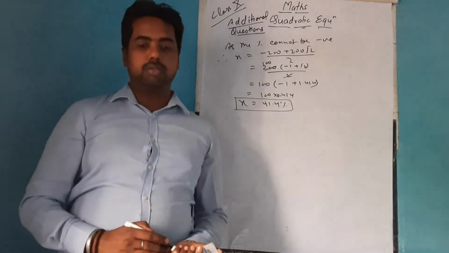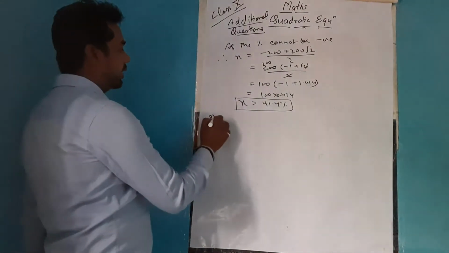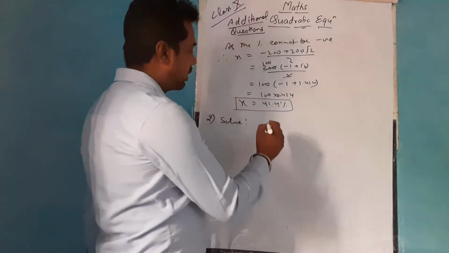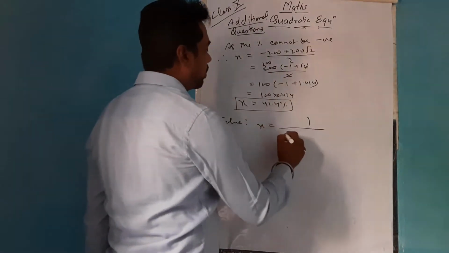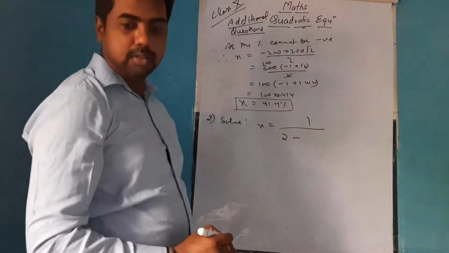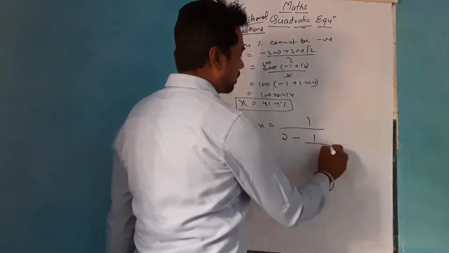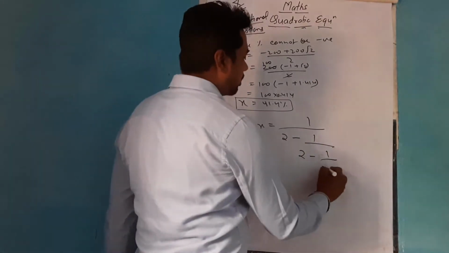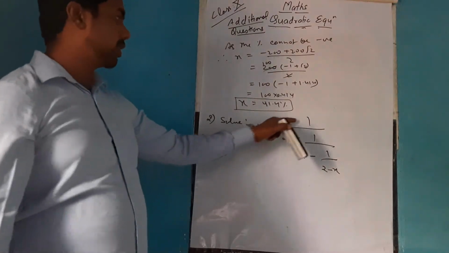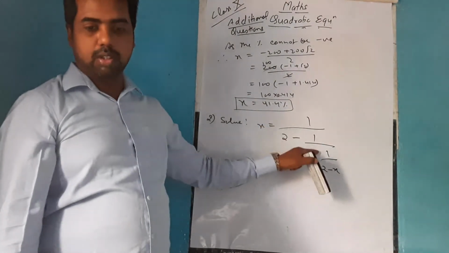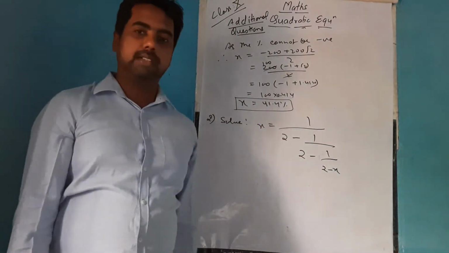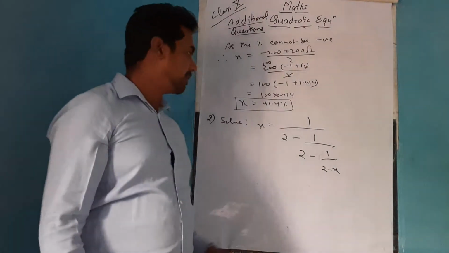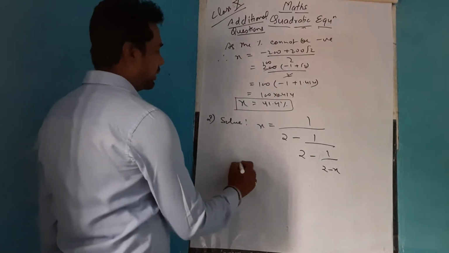Now the second, which is given: you have to solve it for x, and the question is x equals 1 upon 2 minus 1 upon 2 minus 1 by 2 minus x. So we'll start from the denominator. First we'll solve this. We'll take the LCM and simplify. The rest we'll copy as it is.